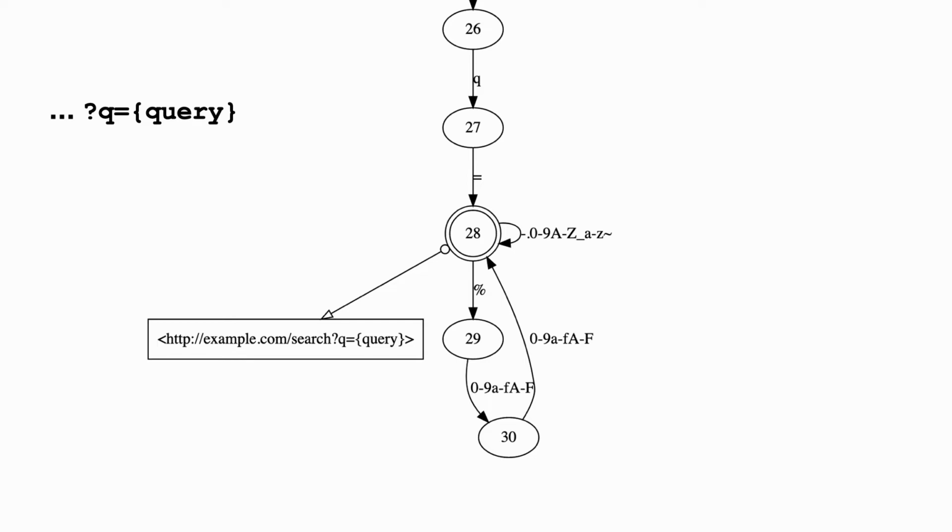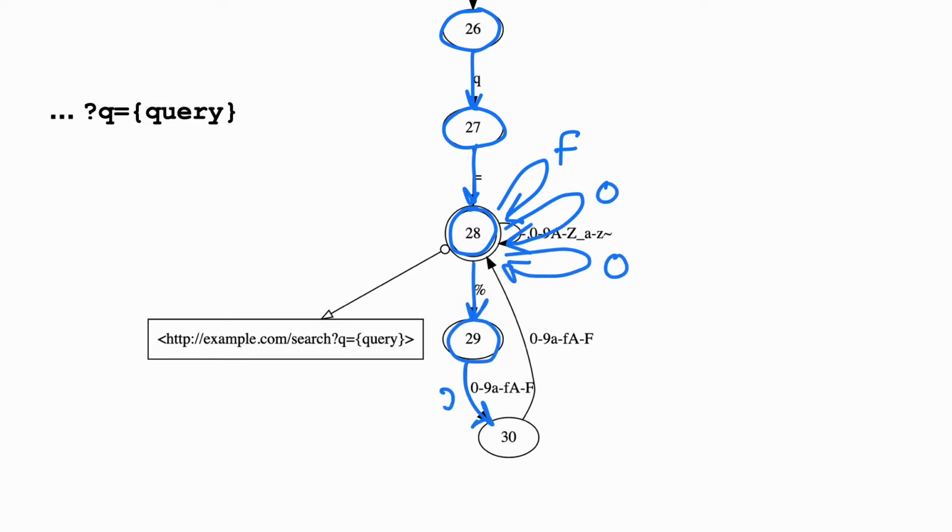So we follow a question mark, then a Q, then an equals sign, and then the input for the variable. In this case, let's say foo. And then finally a percent encoded sequence, %20, which is the encoding for the space character. And it lands on an accepting state. We represent an accepting state with a double-edged circle. By landing on an accepting state, we know that the input string is part of the language.